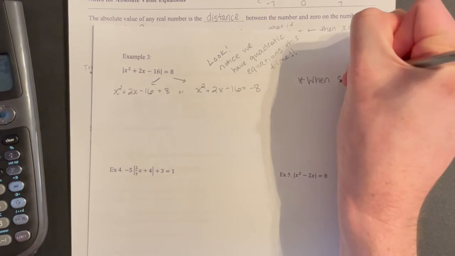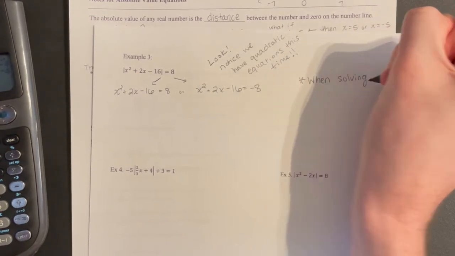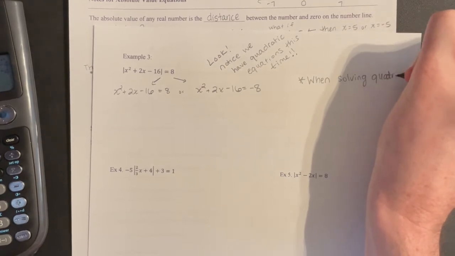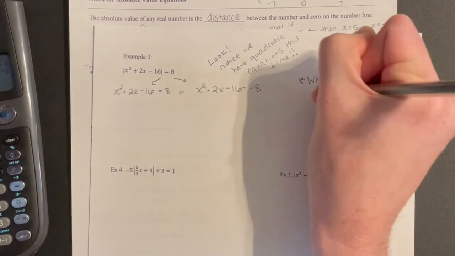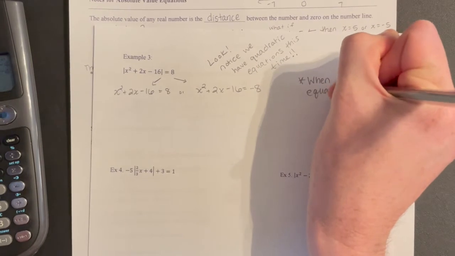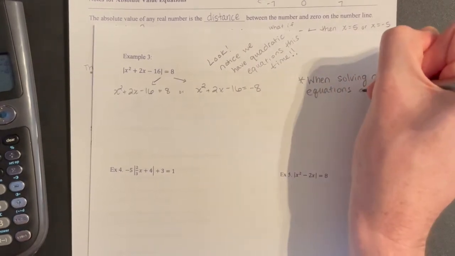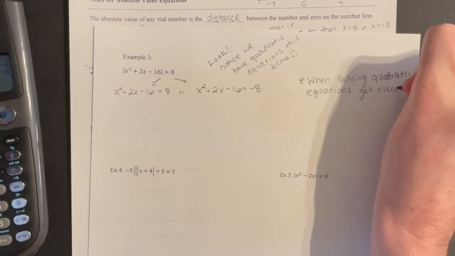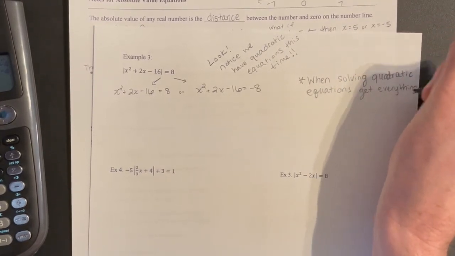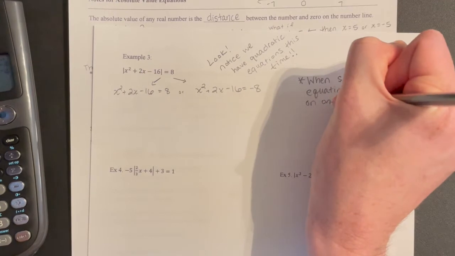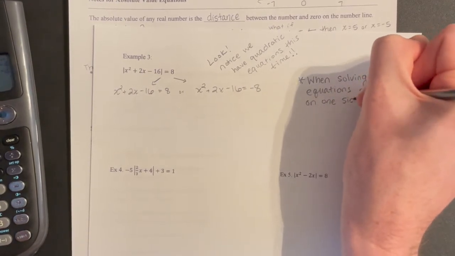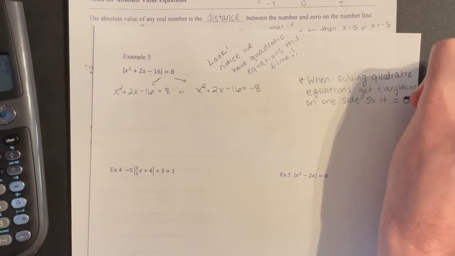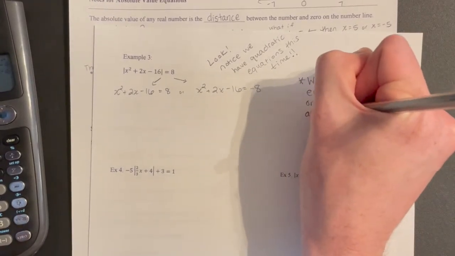All right, so when solving quadratic equations, we want to get everything on one side. So that is going to make it equal to 0. So it equals 0, and we're going to try to factor.